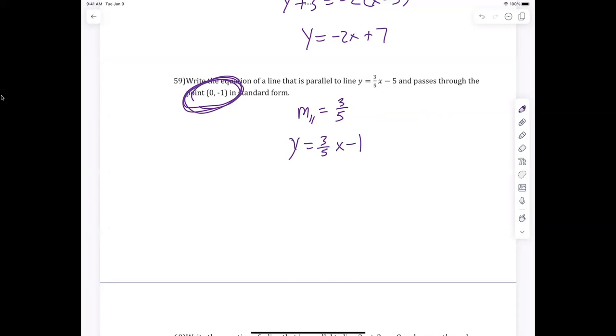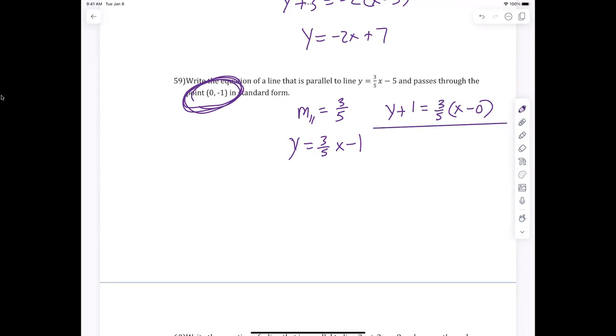Now, let's say you don't recognize that. You would just be writing it as y plus 1 equals 3/5 times x minus 0. Does everybody agree with that? You with me? Right? So does it matter if you recognize that or not? It makes no difference if you don't recognize, because this is the standard right here.